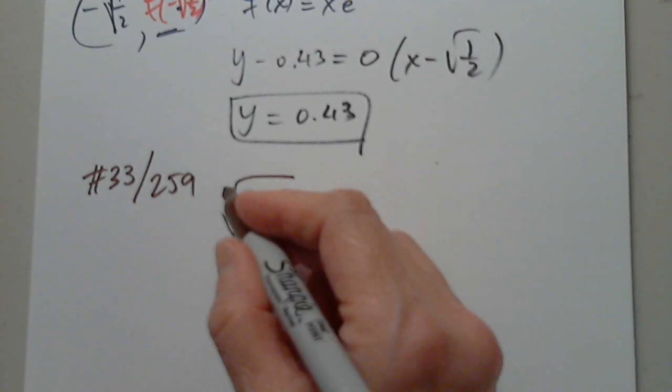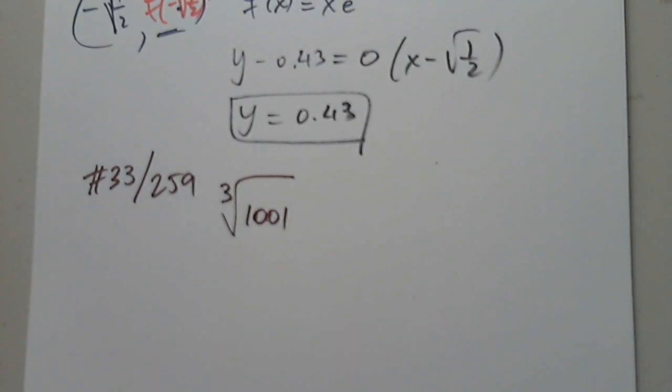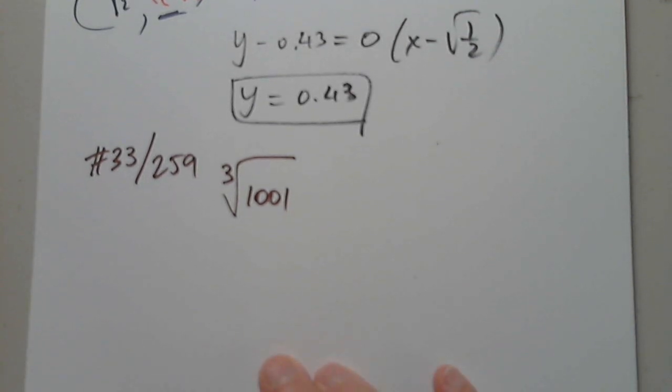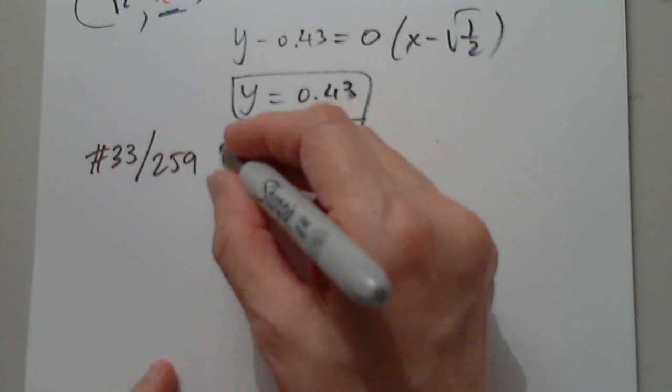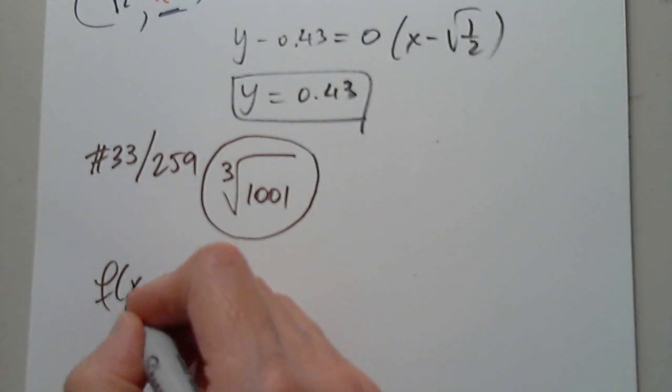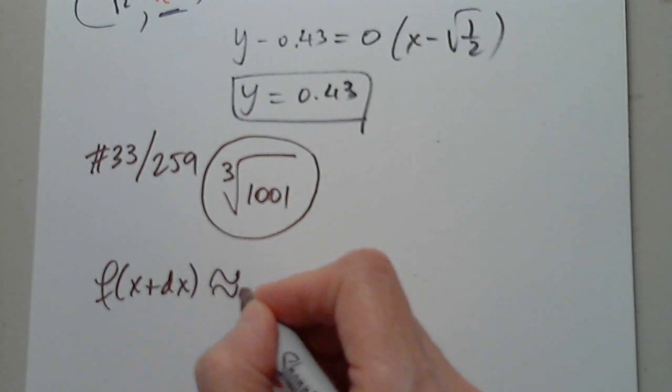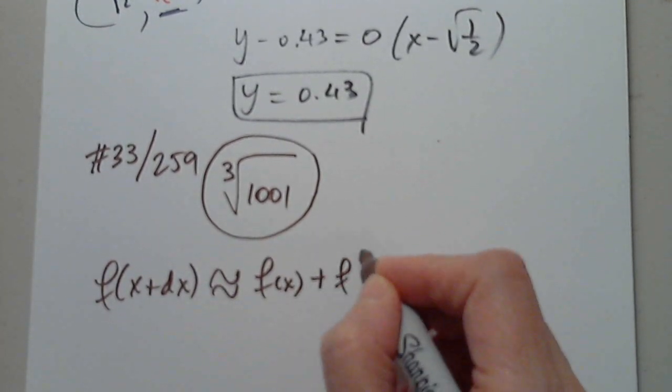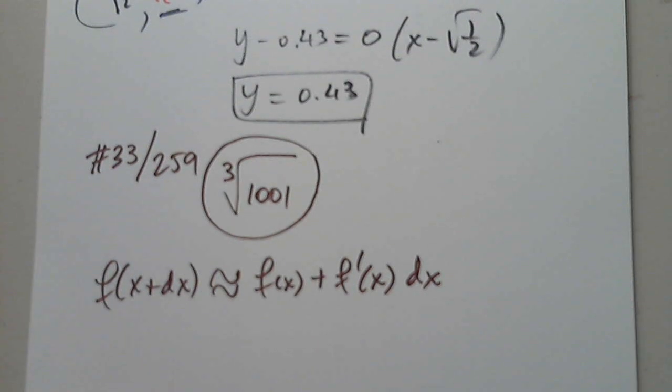To approximate the cube root of 1001. And this is on page 259. Okay. If I'm asked to approximate this, I will immediately write the formula. f of x plus dx is approximately f of x plus f prime of x dx.